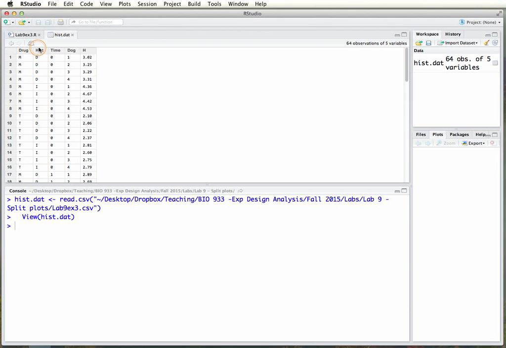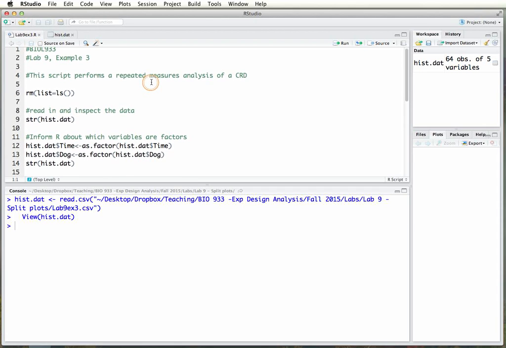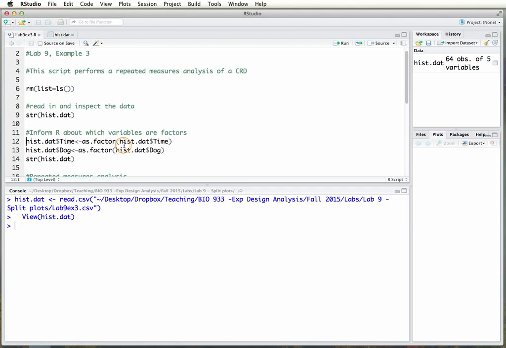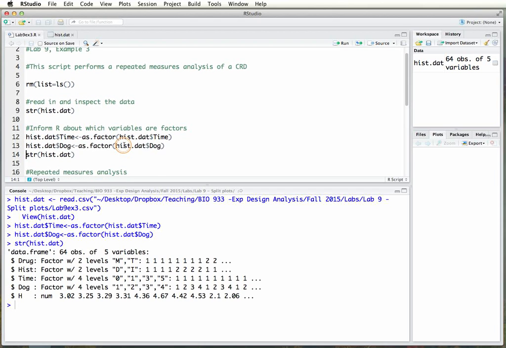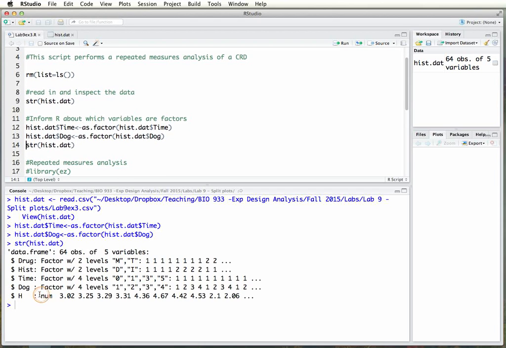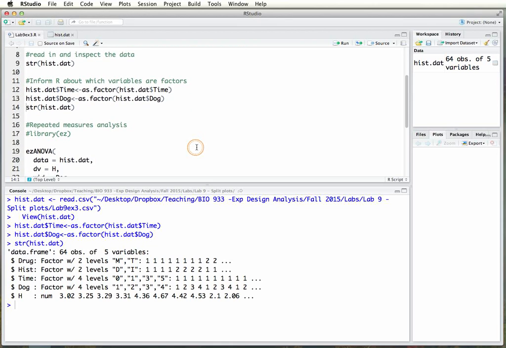And we have drug, we have histamine. Of course, the factorial combination of those two is my main plot. And then we have the levels of time, which are the subplots. So these are all the factors involved in this particular study. When we load it in, we need, of course, to tell it that all those things are factors. And here we see that histamine is our response variable, a number, and everybody else is a factor. So we should be good to go with a standard split plot analysis.